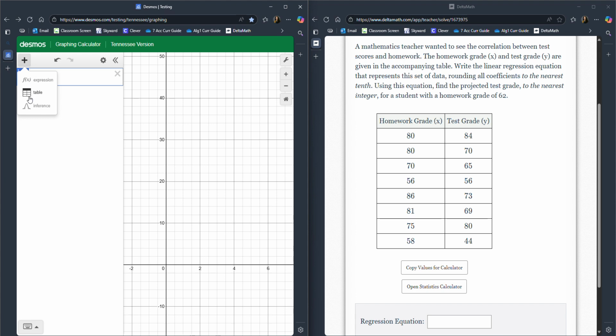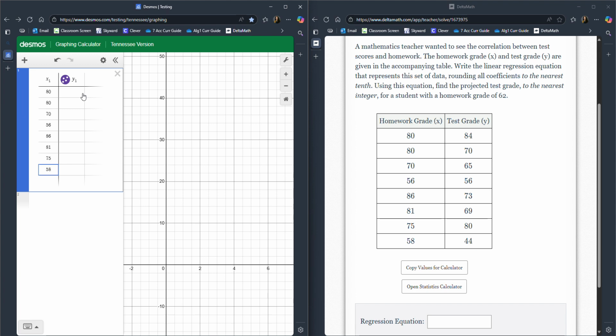It's not super hard. I am going to start with the Delta Math problem that's on the screen, because that seems to be the easiest thing. This is what you're going to have to do. So we're going to add a table just like we did on Friday, and I'm going to add homework grades in the left-hand column for X exactly how I see them. So I'm just going to put them all in, and then I'm going to put the test grades in for Y, again, exactly how I see them.